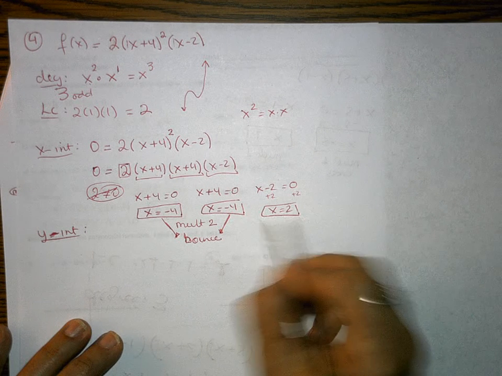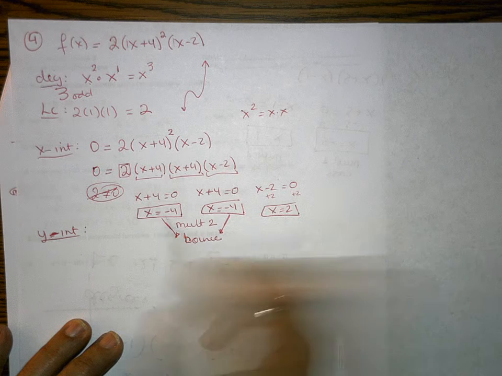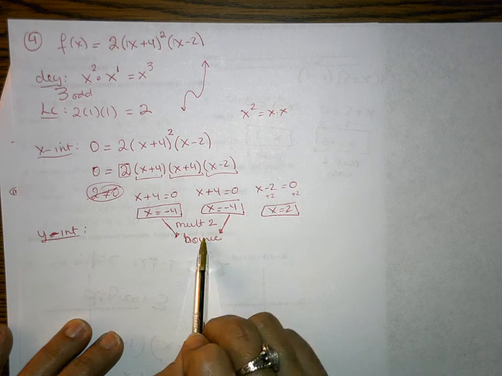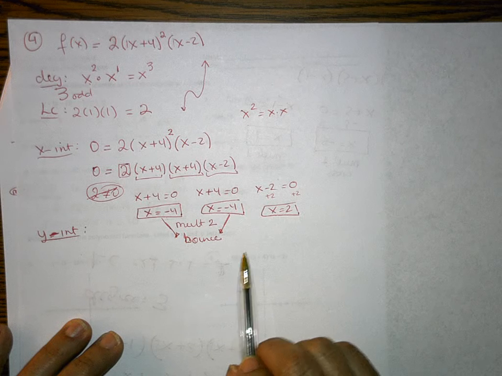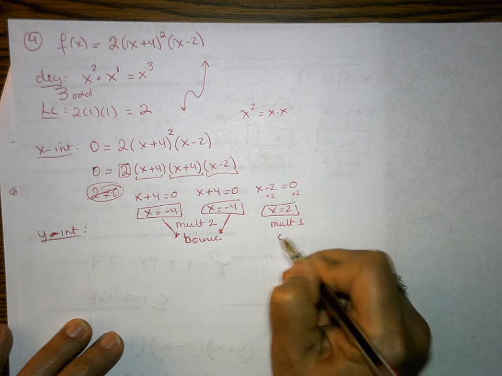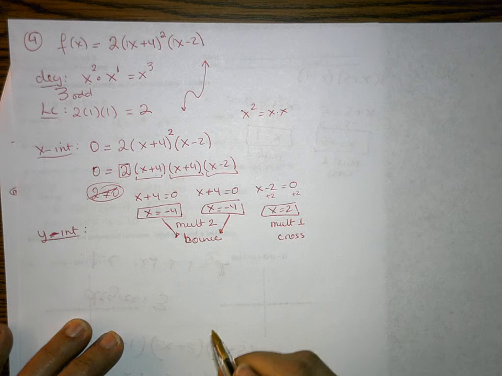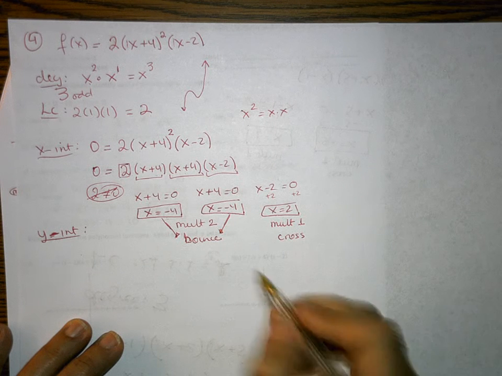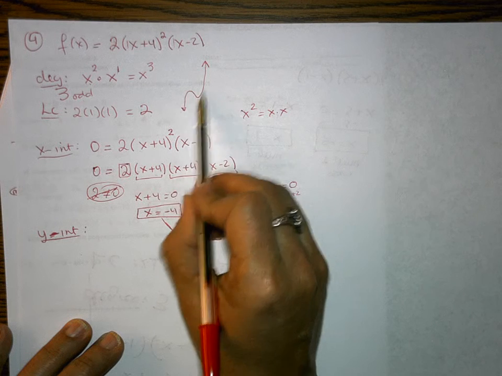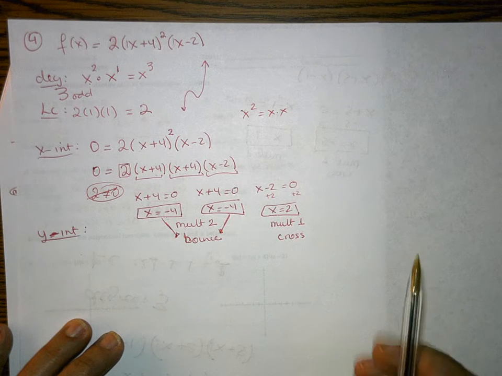Here x equals 2 only happened once. As you can see, there's 3 answers. x minus 4 happened twice, and x minus 2 only happened once. So the multiplicity is 1. That means we're going to cross at x equals 2. So now we know where we're bouncing and where we're crossing. If we take a look at our general shape, we know exactly where we're going to be crossing and where we're going to be bouncing.